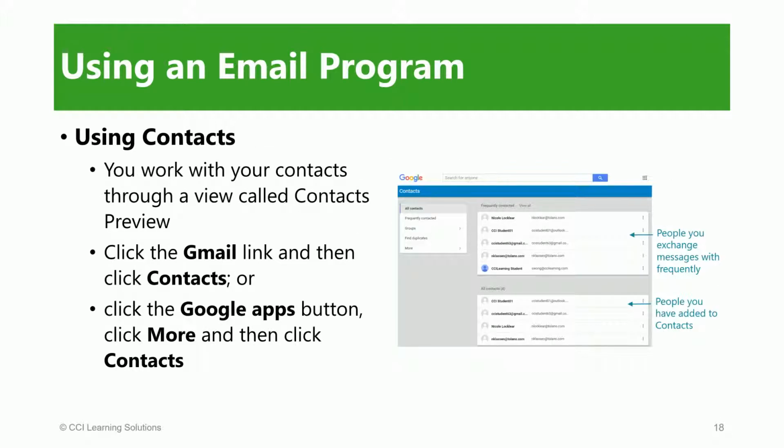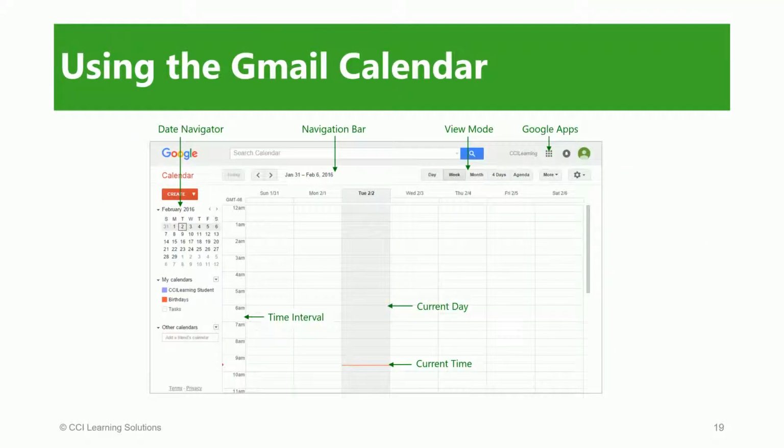Using contacts. You work with your contacts through a view called Contacts Preview. Click the Gmail link and then click Contacts, or click the Google Apps button, click More, and then click Contacts. Date Navigator, Date Navigation, View Mode, Google Apps, Time Interval, Current Day, Current Time. So here we have an example of Google's calendar.